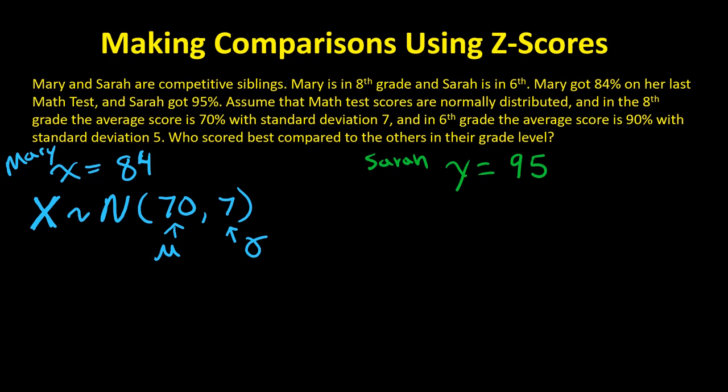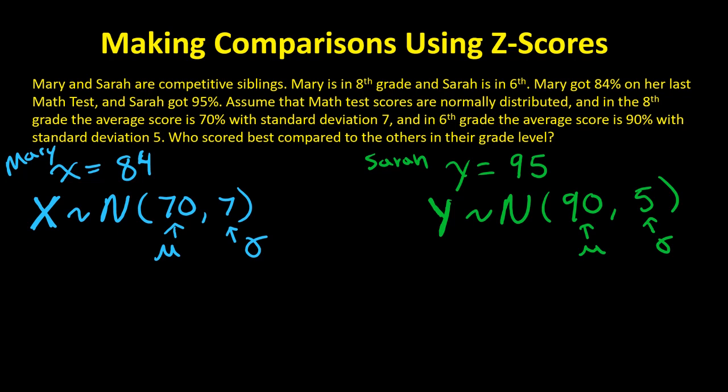In the 6th grade, the average score is 90% with standard deviation 5. So capital Y, the random variable for the scores for 6th graders, is normally distributed with a mean of 90 and standard deviation 5. So this is mu and this is sigma.